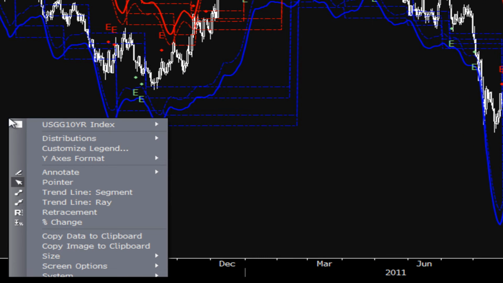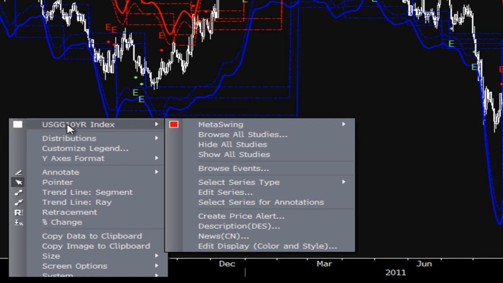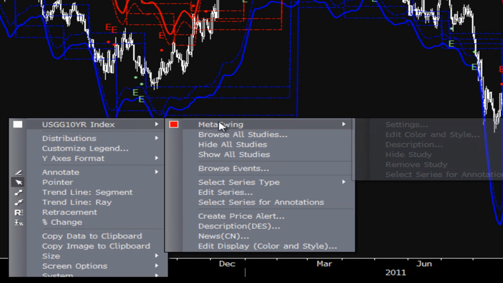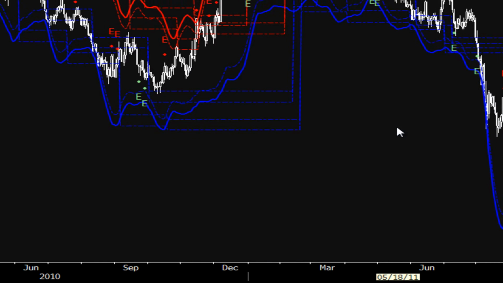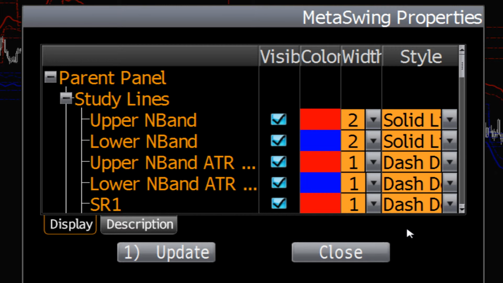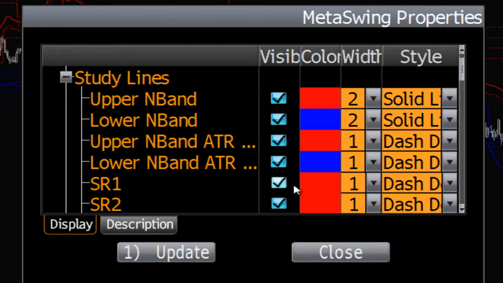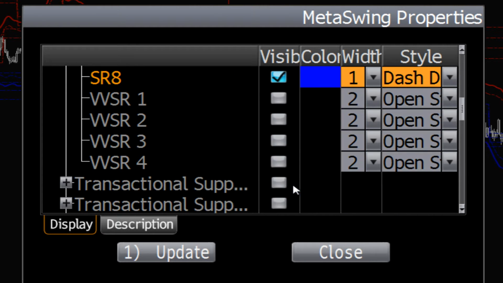Right-click on the indicator pane. You want to highlight the security, highlight MetaSwing, and then select settings. You get a nice pop-up box. There's no jumping around between screens to try to add and take off indicators. Everything can be done just by simply checking the box.